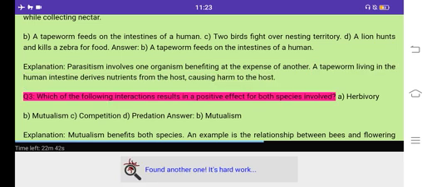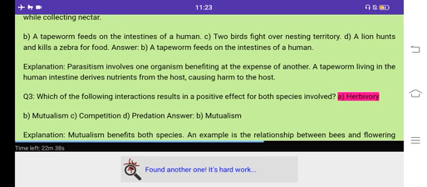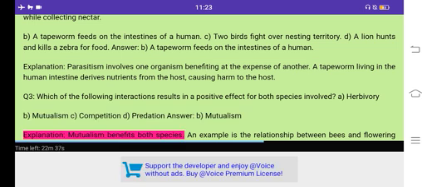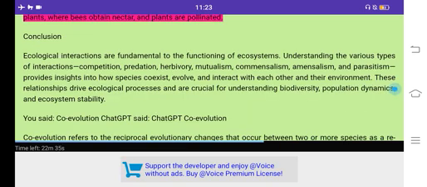Q3. Which of the following interactions results in a positive effect for both species involved? A. Herbivory. B. Mutualism. C. Competition. D. Predation. Answer. B. Mutualism. Explanation. Mutualism benefits both species. An example is the relationship between bees and flowering plants, where bees obtain nectar and plants are pollinated.